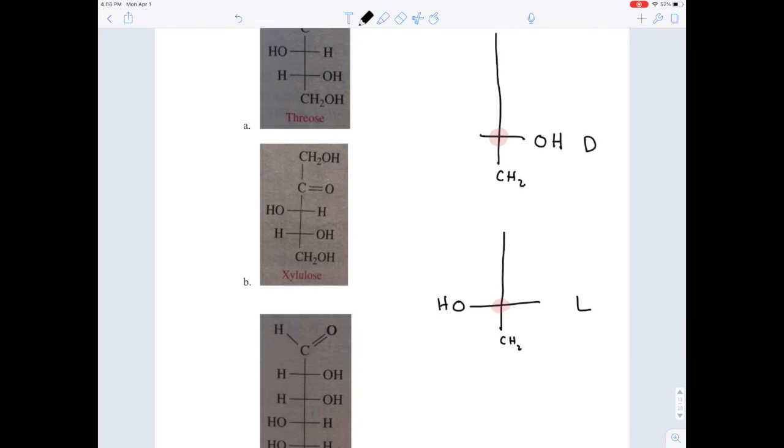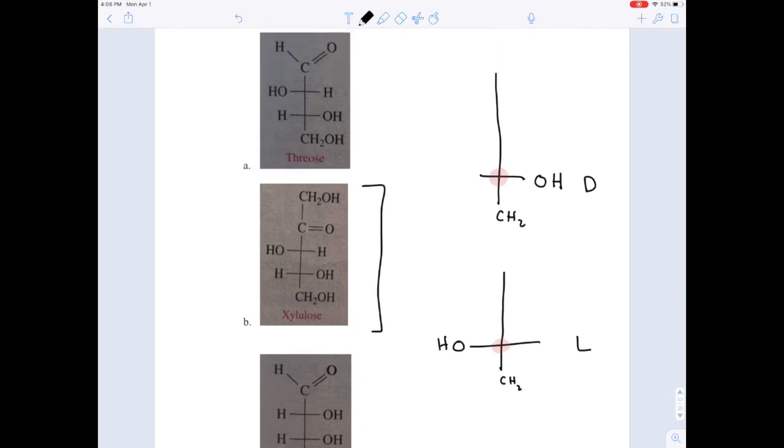And the significance of that is that these sugars are going to wriggle around and attack each other. The OH at the very bottom on the last chiral carbon is going to reach around and attack the carbon that has the double bond in order to make a ring. And whether the OH is on the right or the left side of the molecule is going to make a difference in the shape of that ring. So these are two big classifications. If the OH is on the right, it's a D. If it's on the left, it's an L. Sorry, yeah, it's on the left.